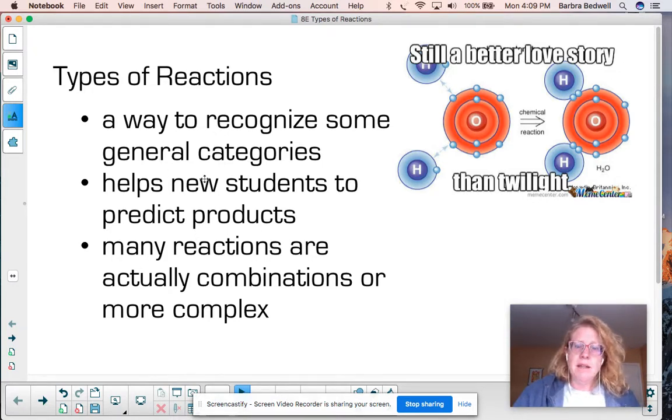Our last, the big PowerPoint slide deck that you guys need to do is all about finding examples of different types of reactions like this. So that's what this is meant to do. This is going to give you an overview of kind of what those reaction types are.